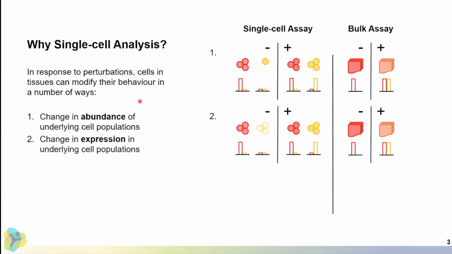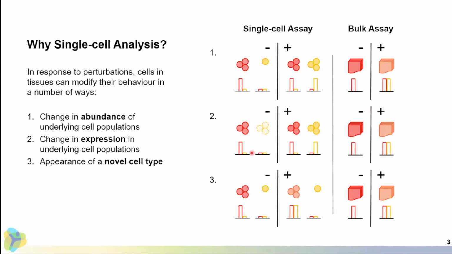A different kind of change that could also occur is a change in the expression of the underlying cell populations. So in the second example here, I've got both red cells and yellow cells in the same amount in my healthy tissue on the left. But in my disease condition, the yellow cells are now expressing more of their yellow gene, and that's shown here with a taller yellow bar. And again, if we were just using a bulk assay technology, we would notice the same exact pattern, red versus orange in health versus disease.